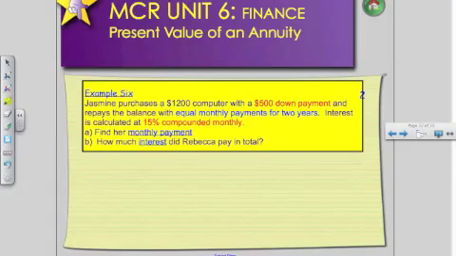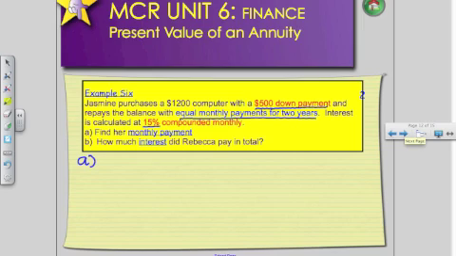Value of an annuity. Jasmine purchases a $1,200 computer with a $500 down payment and repays the balance with equal monthly payments for 2 years. We know that the interest is 15% compounded monthly. So first of all, we have to find her monthly payment.